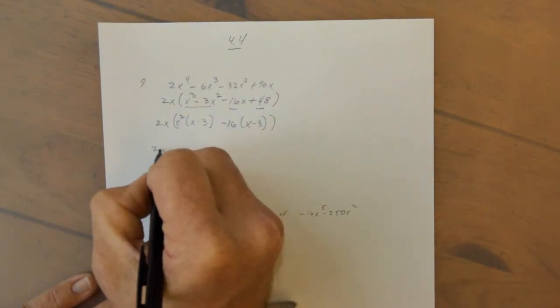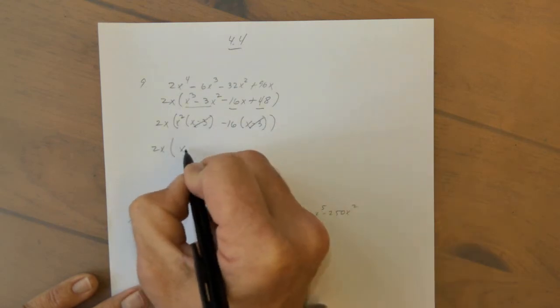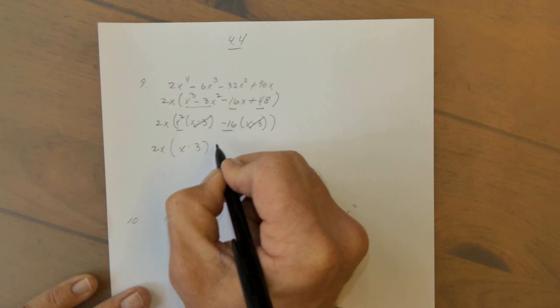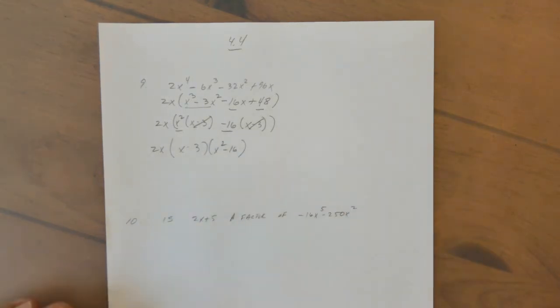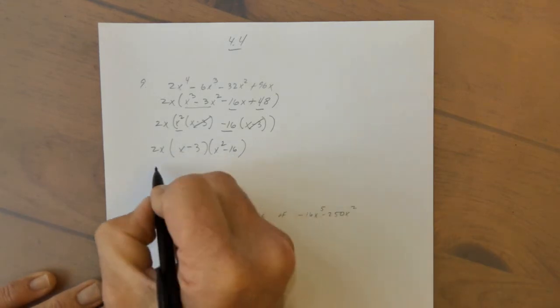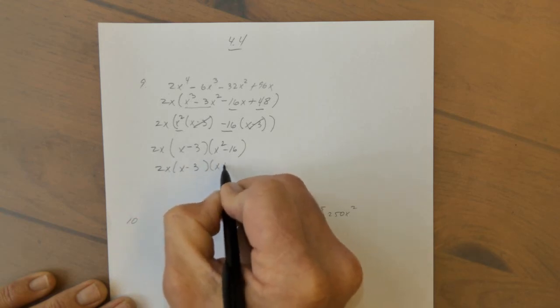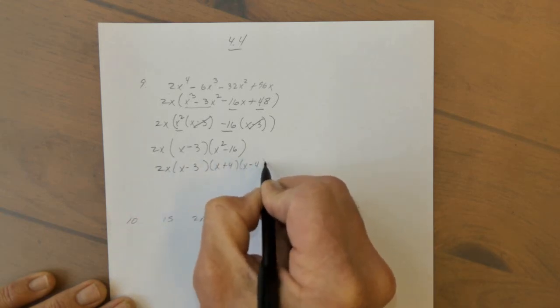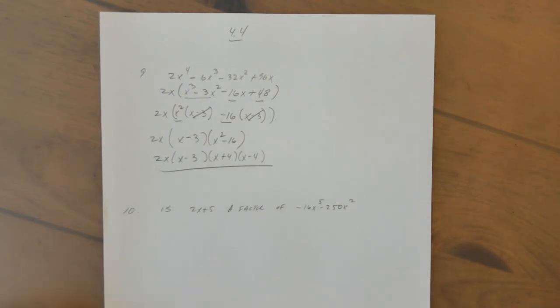So I have the first factor that I factored out, 2x. There's the x minus 3, and I'm left with x squared minus 16. So again, what we should notice is that one more time, right, we're left with another difference of squares. So that factors to x plus 4, x minus 4, and now we have 4 prime factors, so we're done.